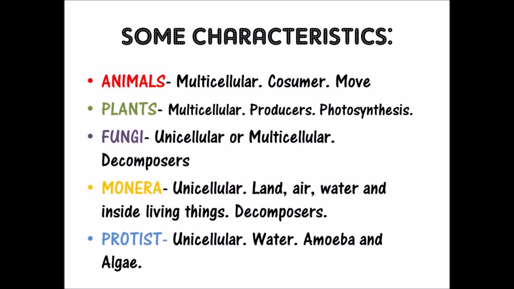Fungi are unicellular or multicellular, and they are decomposers. They feed on dead plants or dead animals. Monera are unicellular. They can live on land, in air, water, and inside living things, and they are decomposers. Most protists are unicellular and they live in water. We have the amoeba and the algae as examples of protists.